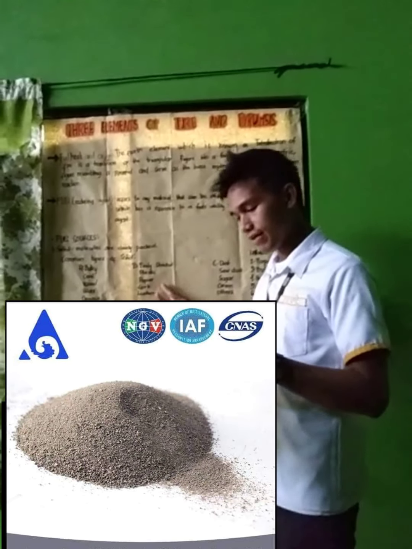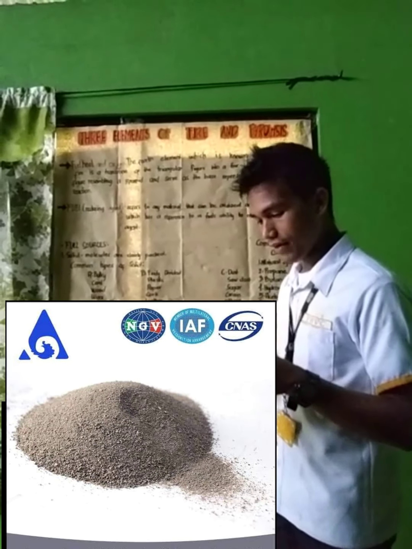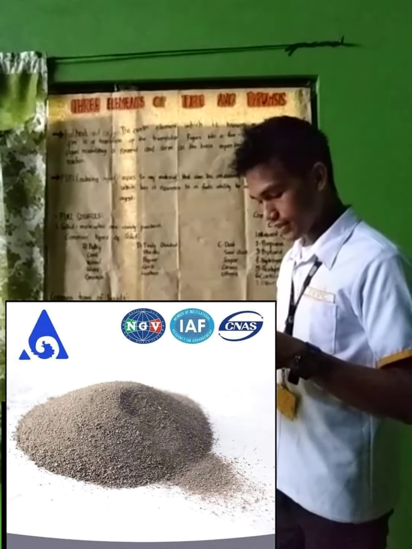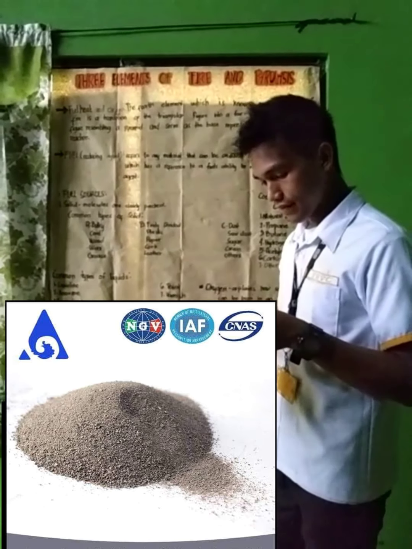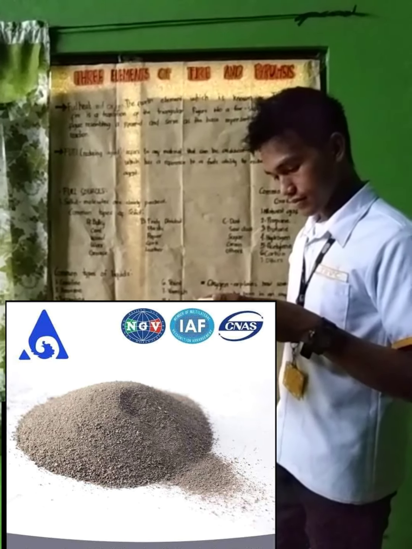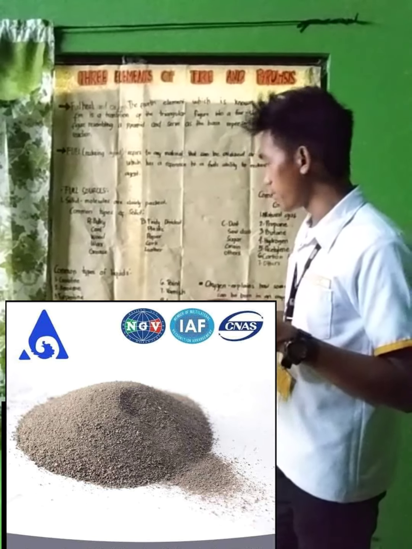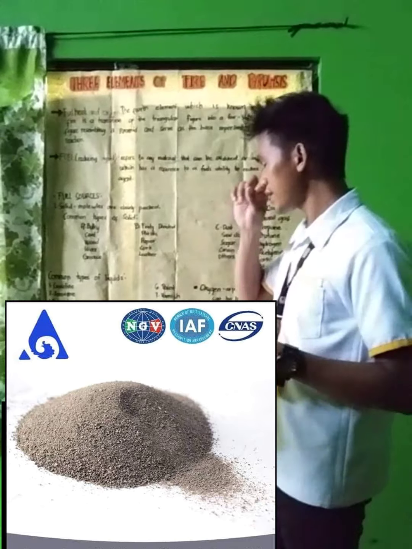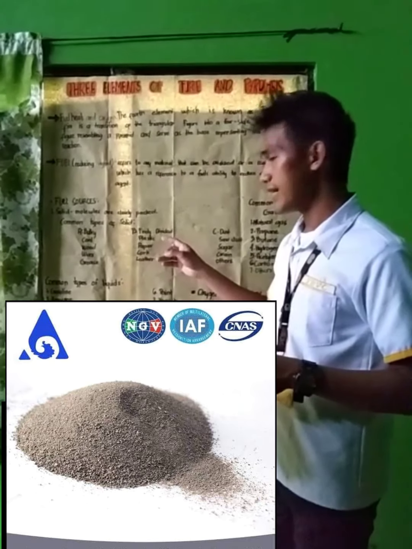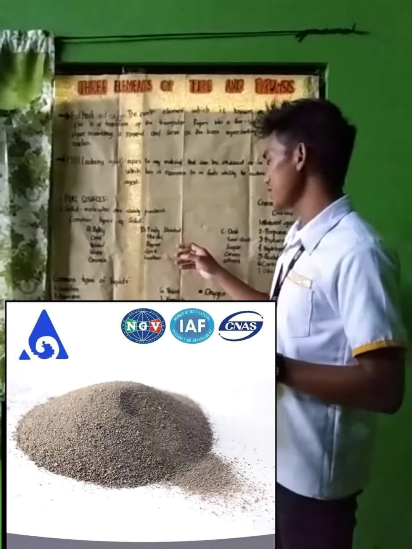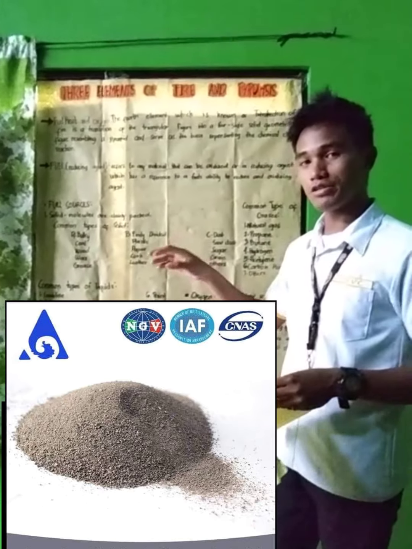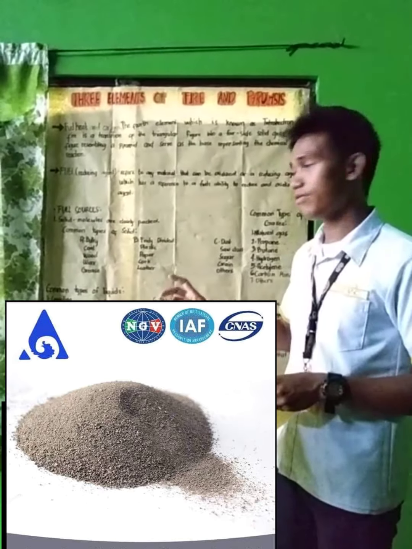And next, finely divided. Finely divided means that in this state, the solid particles are in a powder or in pellet form. So when it is said that it is finely divided, the appearance of the solid is in a powder form or in a pellet form.